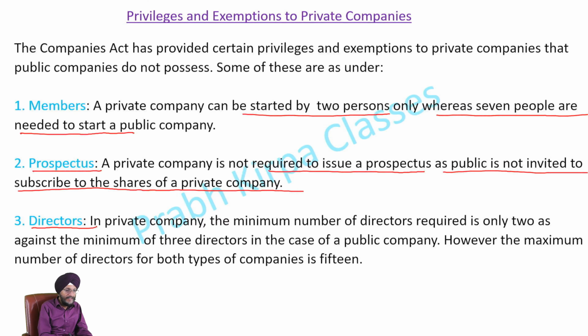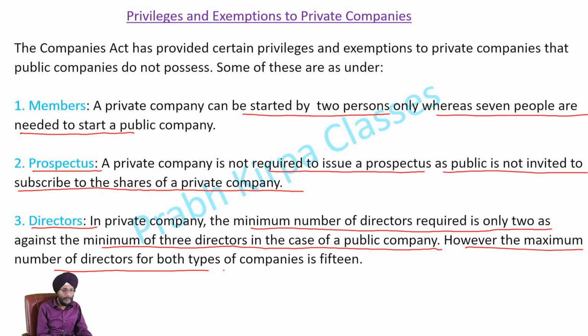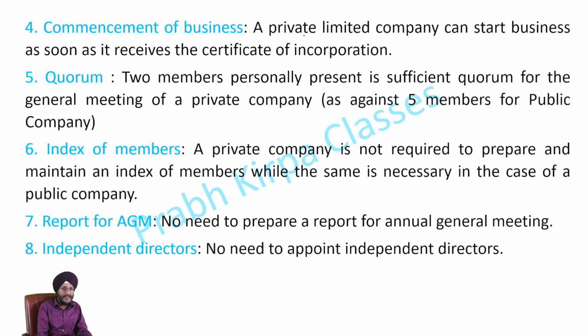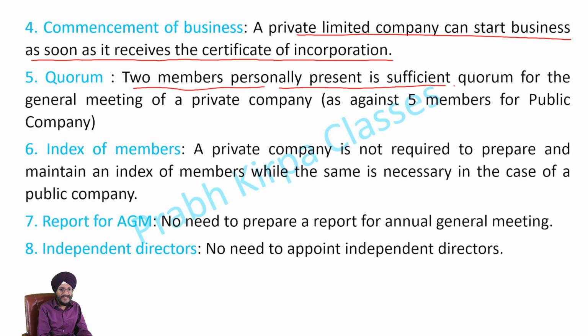Next, directors. In the case of private company, the minimum number of directors required is only 2, as against the minimum number of 3 directors in the case of a public company. However, the maximum number of directors for both types of companies is 15. Commencement of business. A private limited company can start business as soon as it receives the certificate of incorporation. Quorum. 2 members personally present is sufficient quorum for the general meeting of a private company as against 5 members for public company.